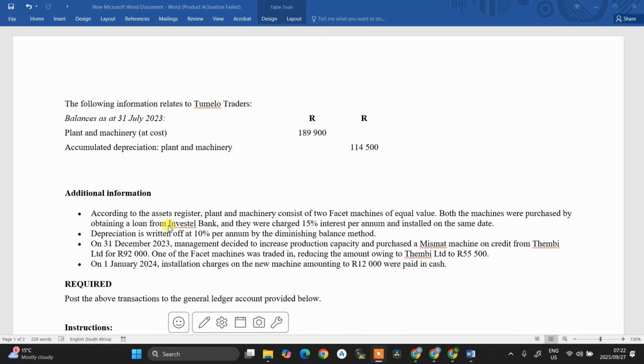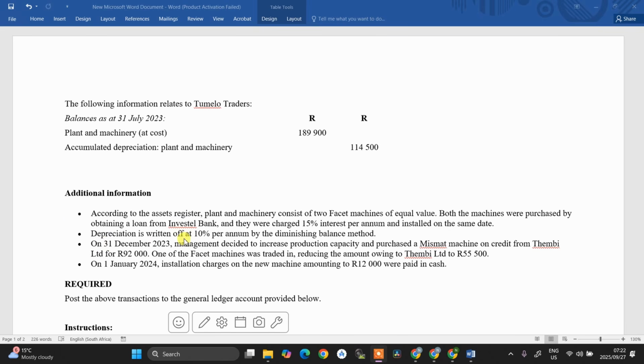According to the assets register, plant and machinery consist of two facet machines of equal value. So here, the plant and machinery consist of only two assets, which are the facet machines, and they both have the same value. Both machines were purchased by obtaining a loan from Investel Bank, and they were charged 15% interest per annum and installed on the same date. Then they proceed to give us more information.